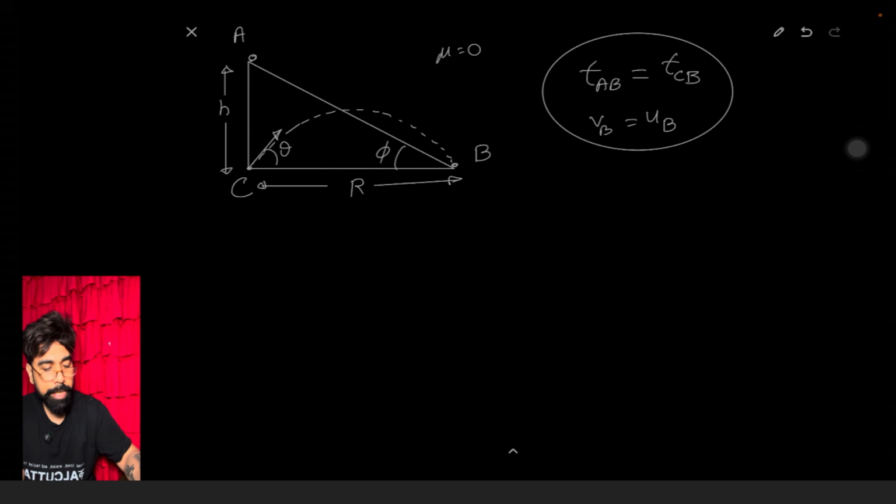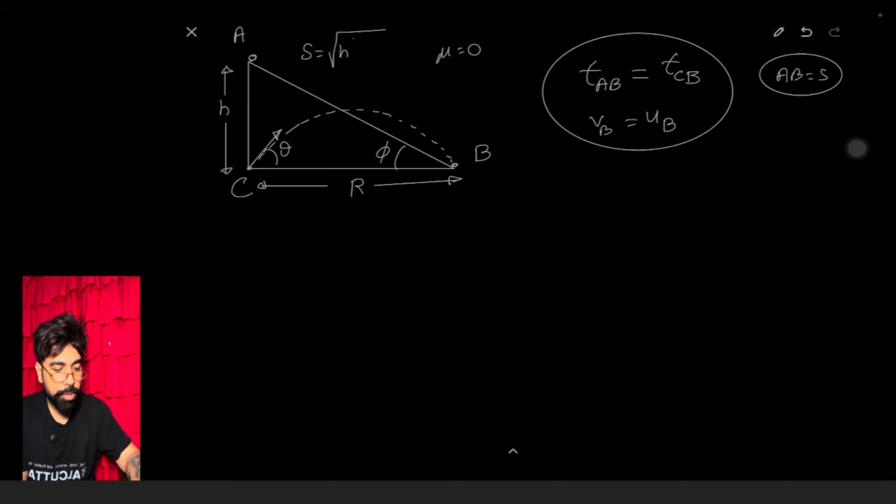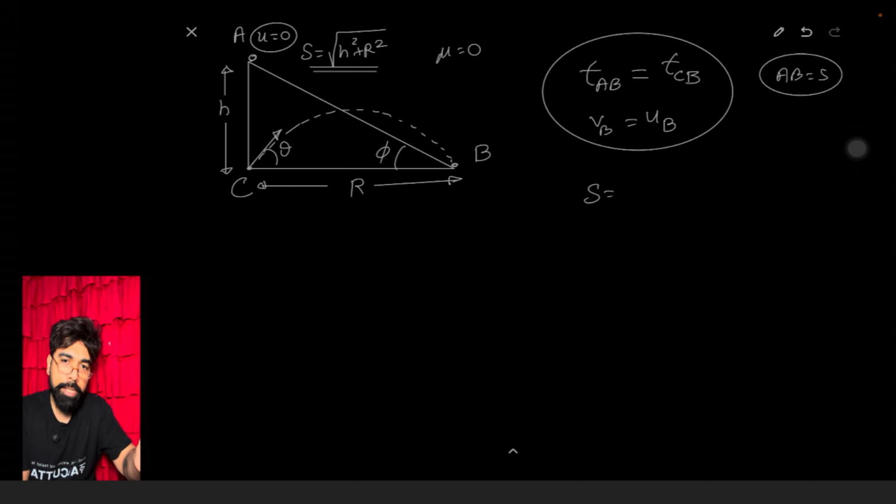The first thing is to find what time the particle coming along the inclined plane from A to B will take. For that, let us assume the AB distance is equal to S. From Pythagoras theorem, you can easily see that S is equal to root under h square plus r square. The particle starts from rest at point A, so I can use the kinematics equation S equals ut plus half at square. The acceleration along the inclined plane is g sin phi.